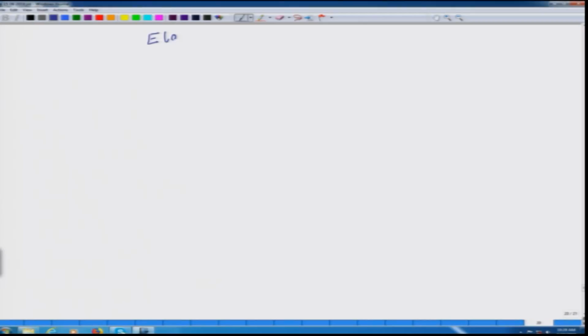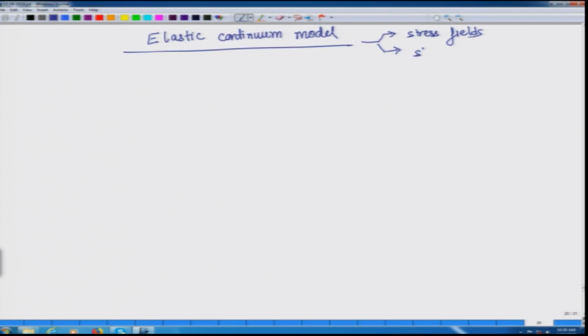So, next what we need to do is develop our understanding of the elastic continuum model. What is it used for? It is used to understand stress fields, strain fields, and energy stored in these dislocations.